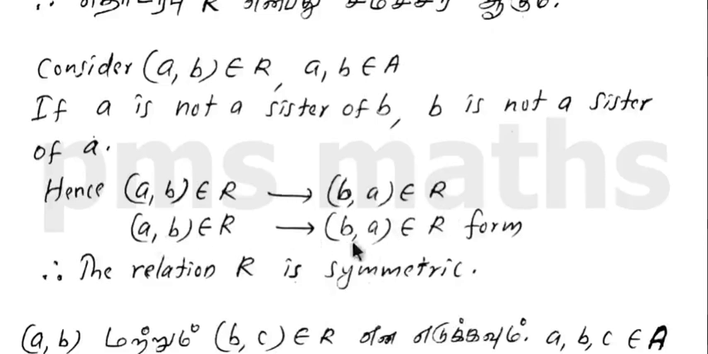Then take the general condition for symmetric relation: (A, B) belongs to R gives (B, A) belongs to R, for all A, B. This condition is satisfied. Therefore, the relation R is symmetric.